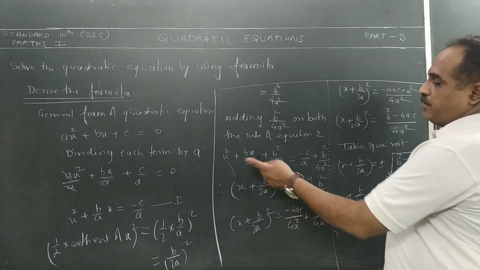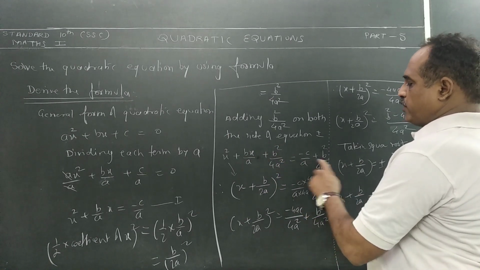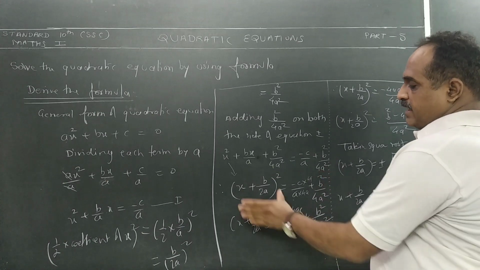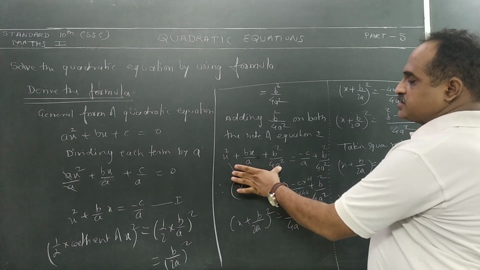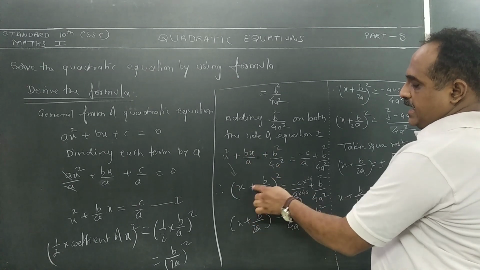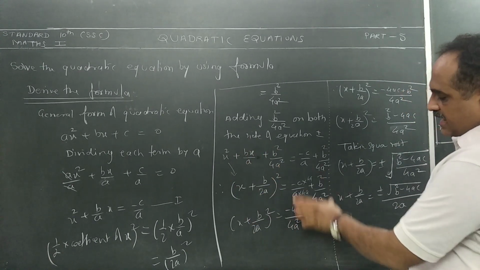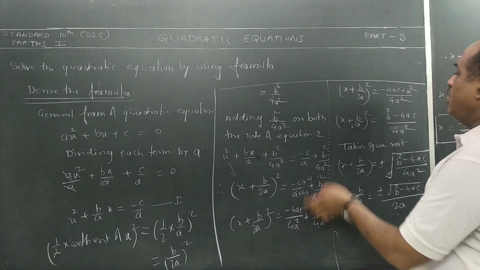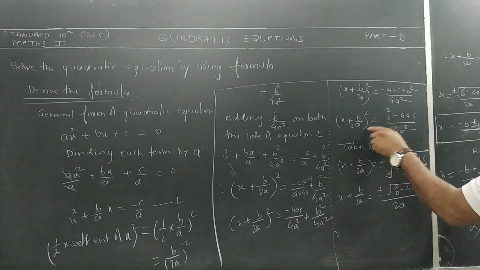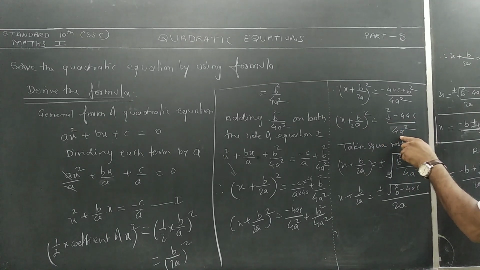We have added it to both sides. b square upon 4a square, and this is actually a perfect square. And here, a square plus 2ab plus b square is what? a plus b the whole square. Then we make the denominator the same. So what did we get at last? x plus b upon 2a the whole square is b square minus 4ac upon 4a square.